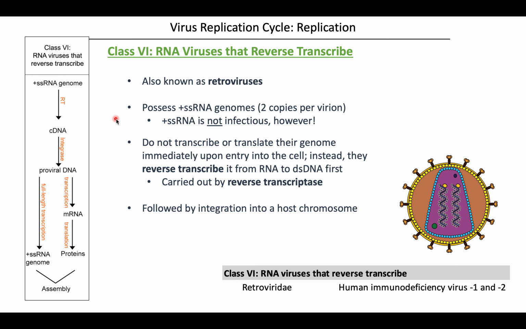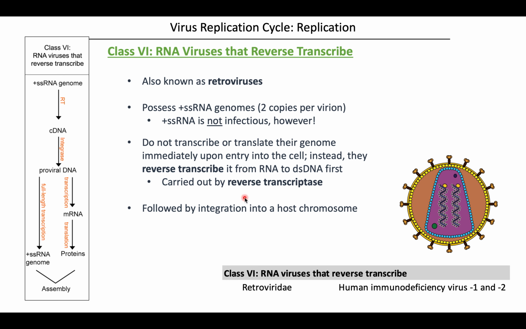But despite the fact that they have that positive sense RNA as their genetic material, the genetic material itself is not infectious. And that's because it does need some of the other components of the capsid in order to be able to complete the replication cycle, primarily the reverse transcriptase and an enzyme called integrase.